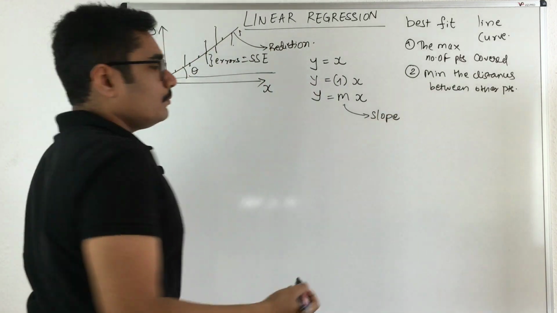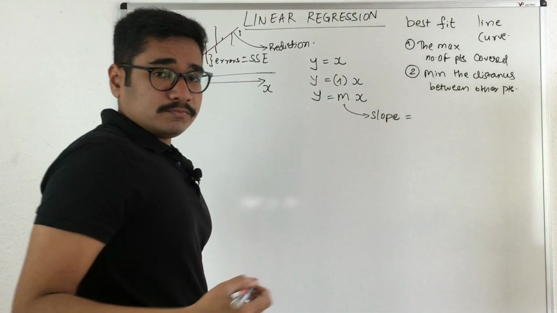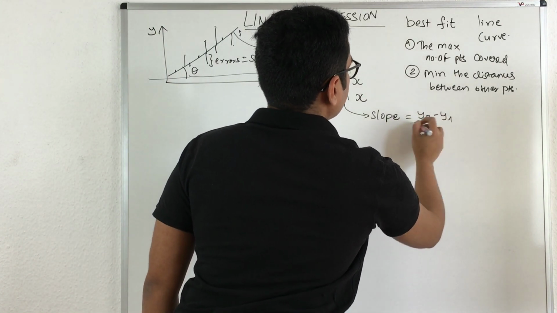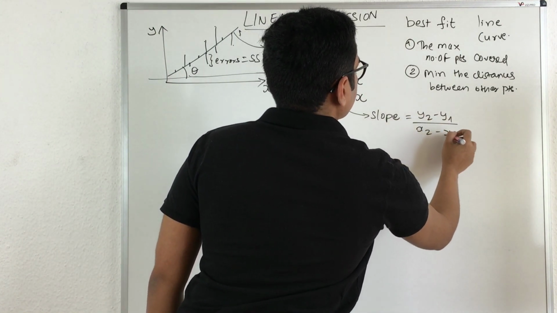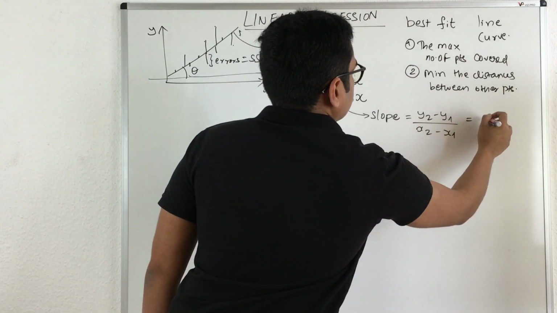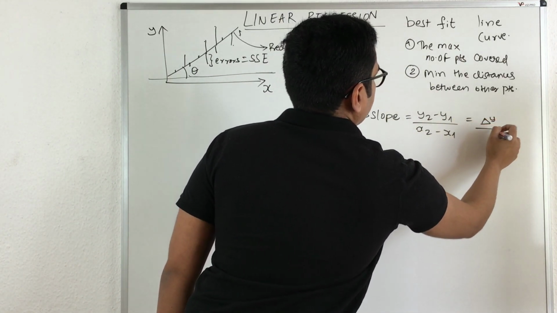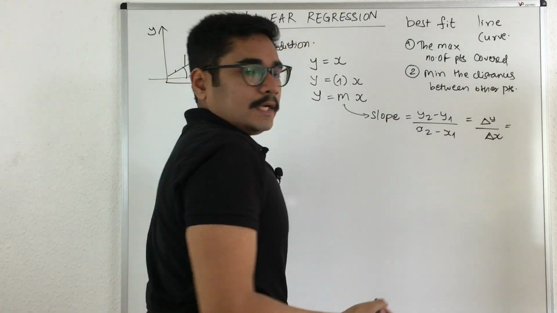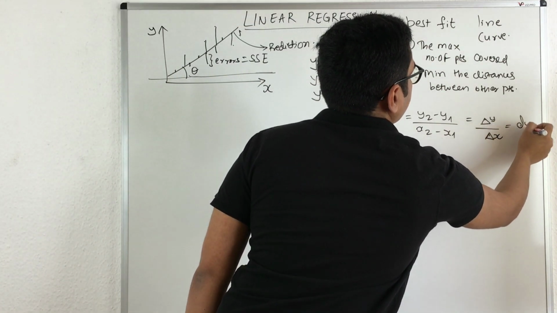Now what do you mean by slope? It is the rate of change of y with respect to x, that is y2 minus y1 upon x2 minus x1, which is your delta y by delta x. Also in terms of derivative, it is written as dy by dx.